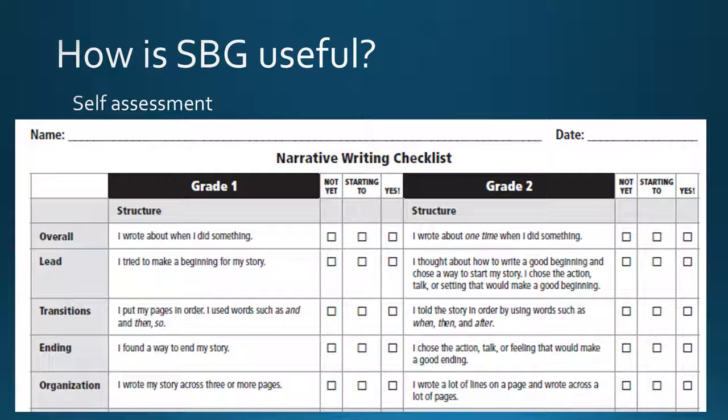Standards-based grading is also useful for students themselves because it gives students a chance to self-assess. You can see before you a narrative writing checklist for first and second grade, so a student can look at their own work, say for example regarding the lead, and they can assess whether or not they tried to make a beginning for their story, whether they have done that, whether they're starting to or not yet. And then just like the learning progression on the previous slide, the student can look ahead and see what they need to do a little bit more to complete.